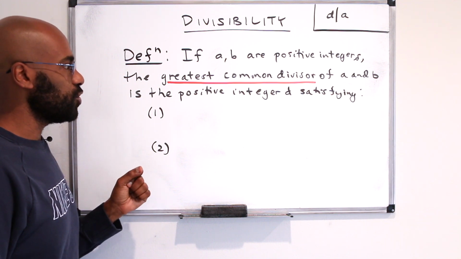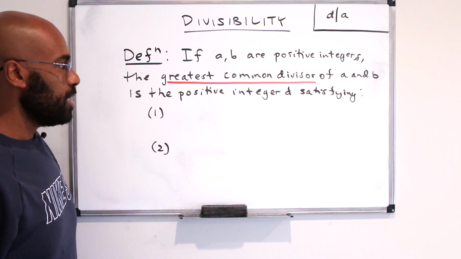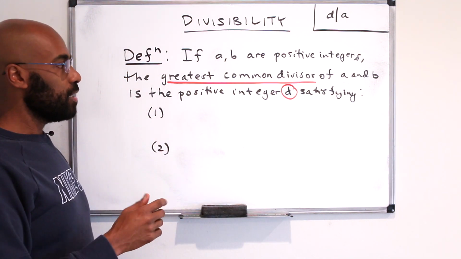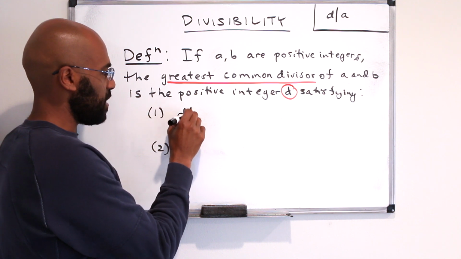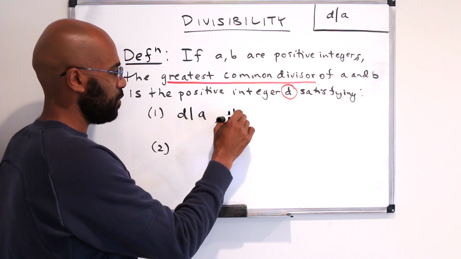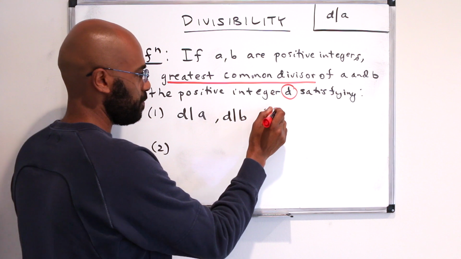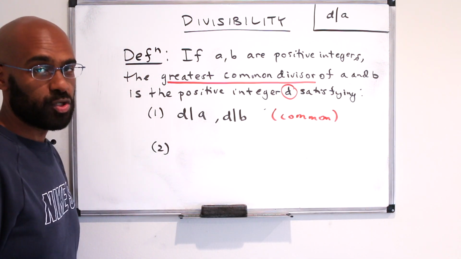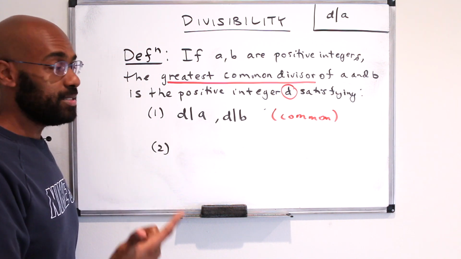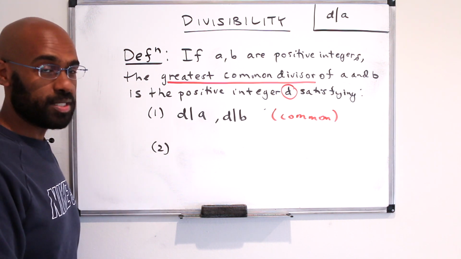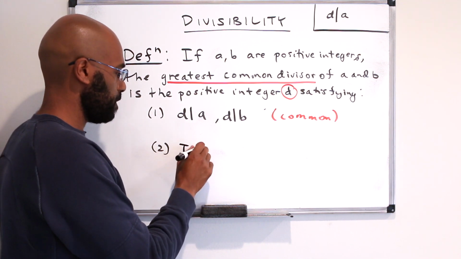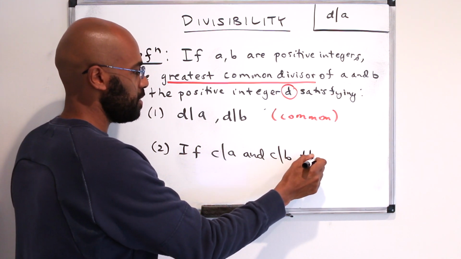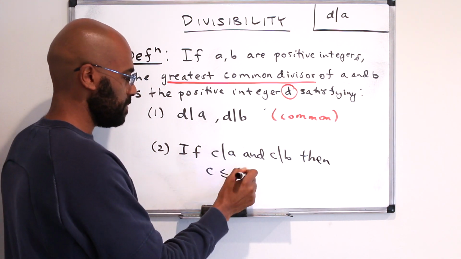If A and B are positive integers, the greatest common divisor of A and B is the positive integer D satisfying two properties. So this is our number D, and it's going to satisfy that it's a common divisor, so D divides both A and B. I'm going to write this here in parentheses as the common part. But then it's also the greatest common divisor. So if you give me any other common divisor, D has to be greater than or equal to that number, because D is the greatest. So if C divides A and C divides B, then C is less than or equal to D.